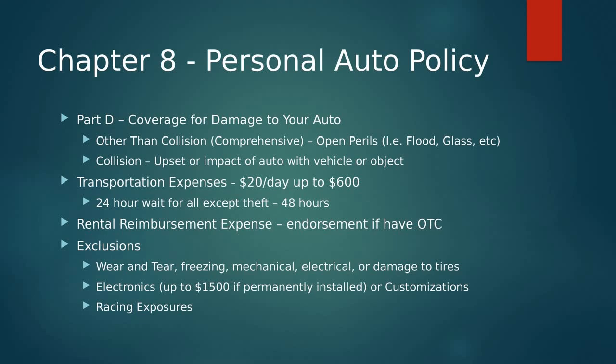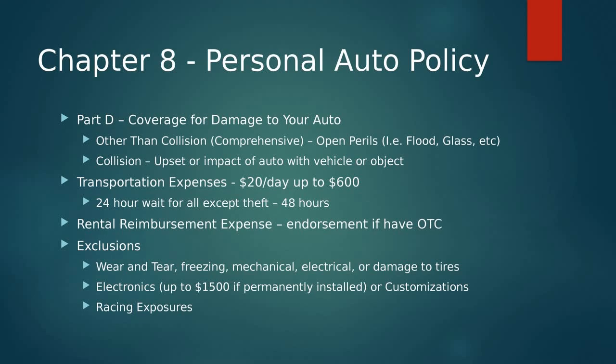You also have another single peril of collision. This is the upset or impact of an automobile with a vehicle or object, and this will cover all of those situations regardless of what your vehicle collides with. It could even be the pavement. There's a guy down in south central Texas that failed to get his vehicle off the roadway, and a tornado came through, upended his car, and landed it down on the pavement. And that was a collision with the pavement that caused damage to his vehicle. So that was kind of a unique situation, but still a collision claim.